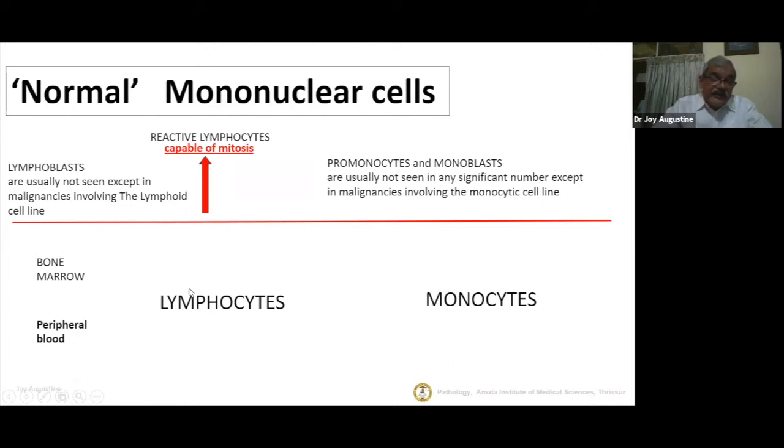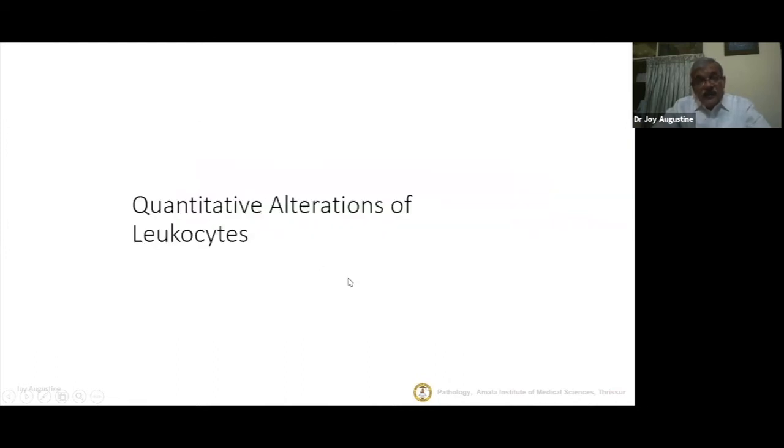Now, regarding the lymphocytes, some lymphocytes are capable of mitosis. Please do remember this point. Reactive lymphocytes, especially in certain viral infections like mononucleosis, do show mitosis in the peripheral smear, because they are the only cells which are close to having the mitotic activity retained or generated late because of the reaction.